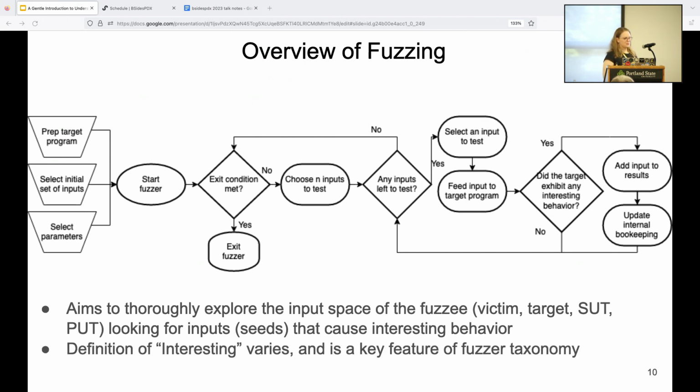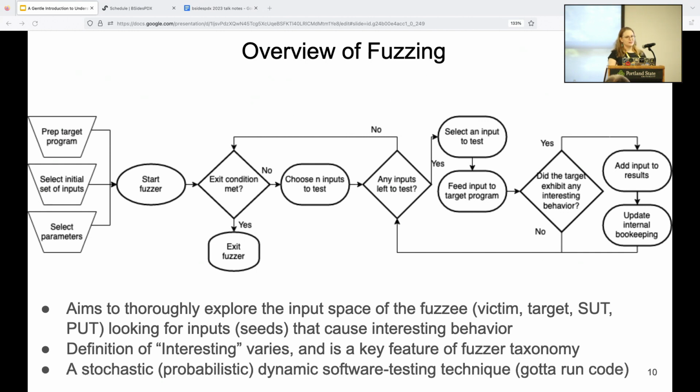What do I mean by interesting behavior? Well, that is up to the fuzzer creator. And what makes interesting behavior to a fuzzer is a key point of its taxonomy. Not all fuzzers consider the same things interesting. It's sort of a key thing you have to understand when working with a fuzzer.